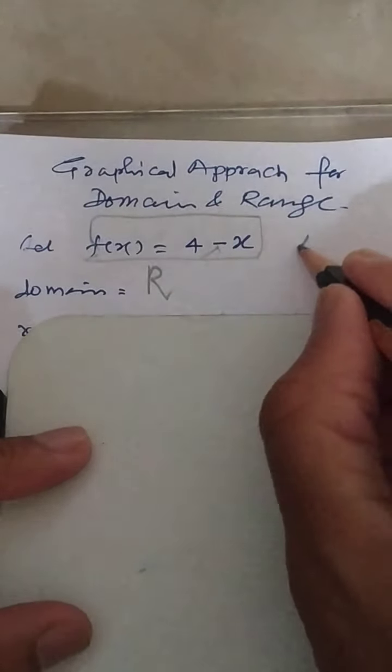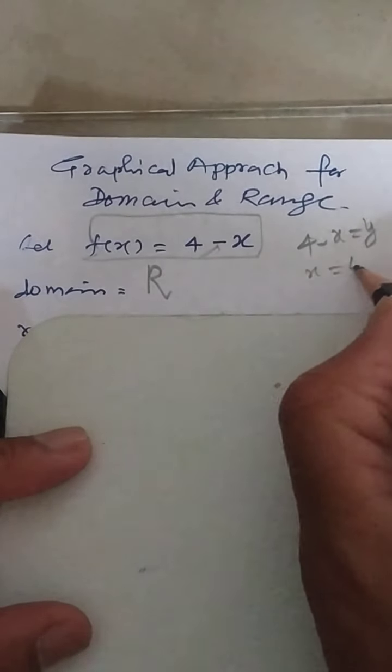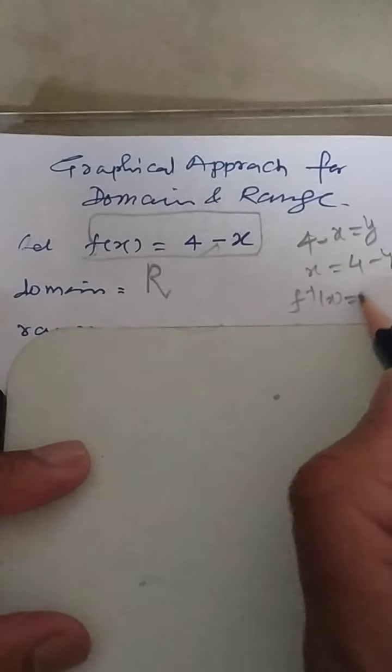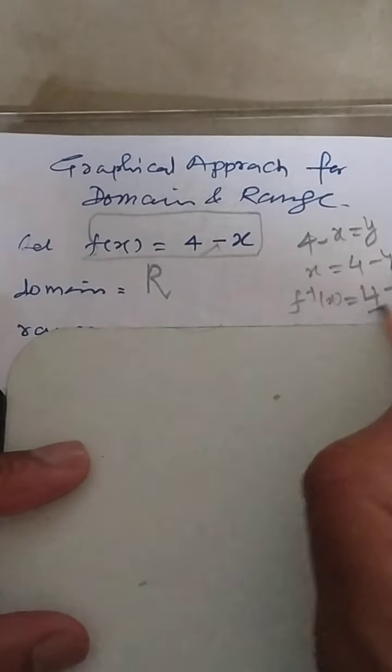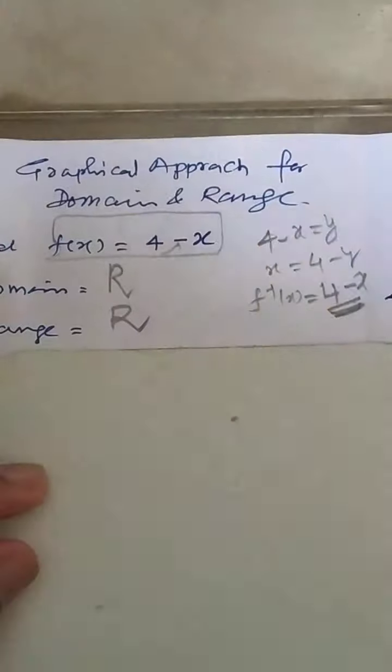For finding the range, what I have explained in the earlier discussion, x is nothing but 4 minus y. And therefore f inverse of x can be written as 4 minus x. I think you are getting the same thing. So if you try to replace something, there is no problem. So domain and range both will be nothing but R.